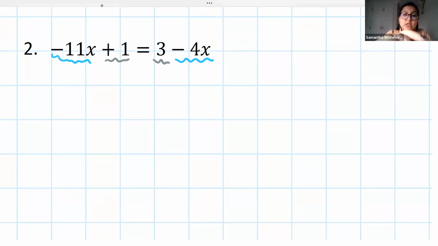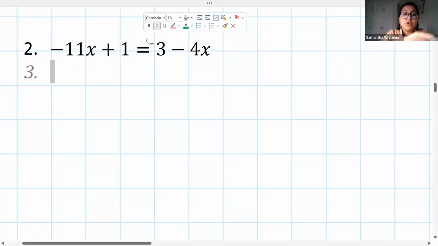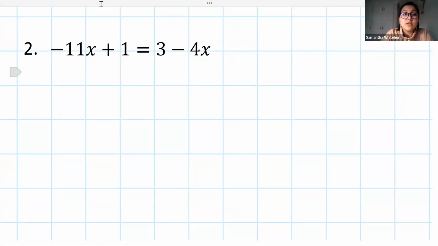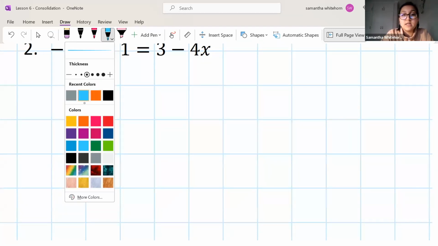I always put my x terms on the left. There's no reason for that, really. You can put them on the left or the right. It makes absolutely no difference. As long as you apply your inverse operations correctly, you will be fine. So if you have put them on the right-hand side, that's fine.